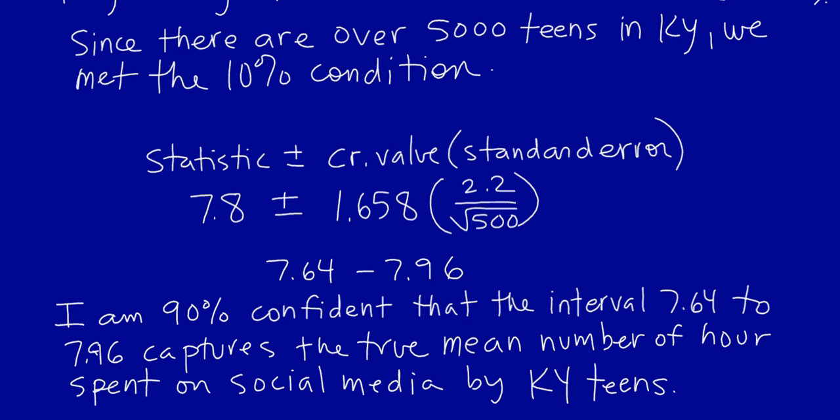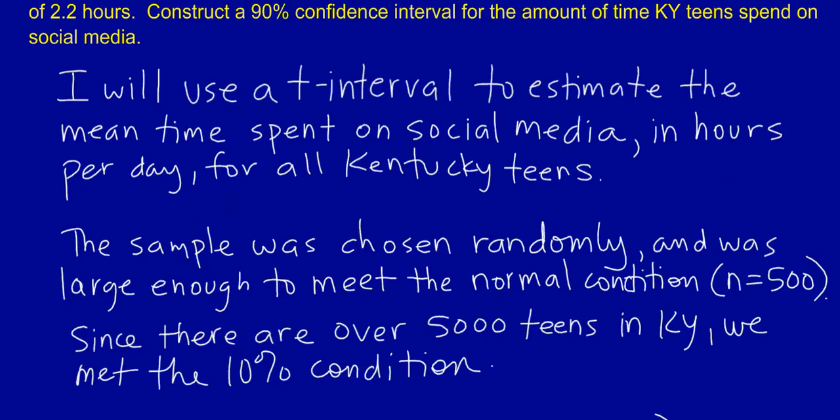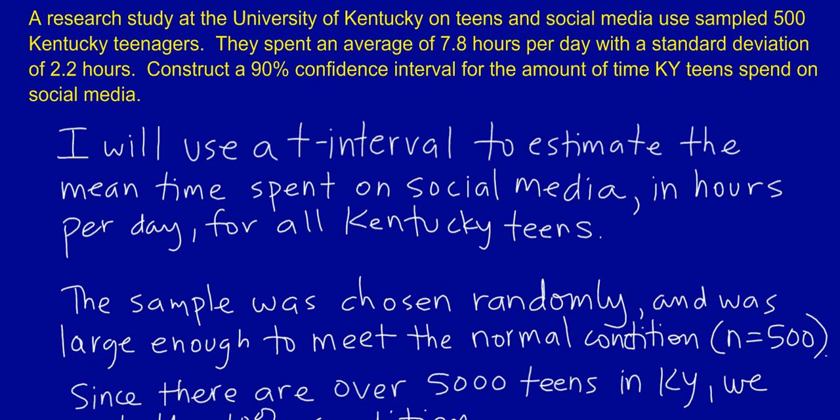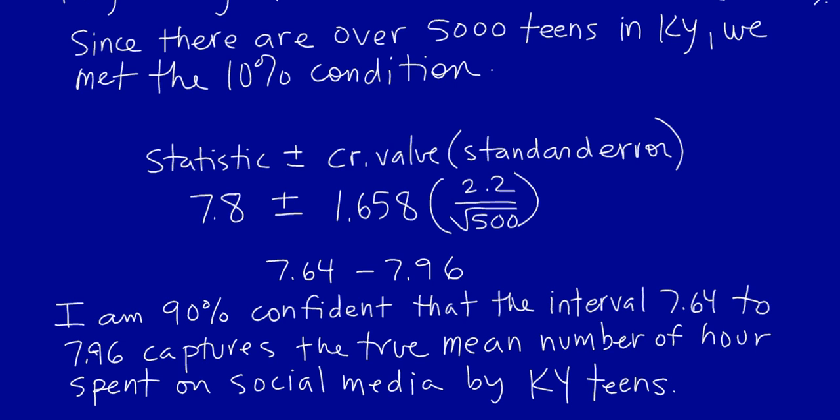Okay, so like I said, the math itself was a relatively small amount here. Naming what interval you're going to do, naming the parameter, naming the conditions, interpreting the interval, that's the majority of the work. But this example is one all the way through, one solid good t interval, and you should be able to do this when I see you in class.